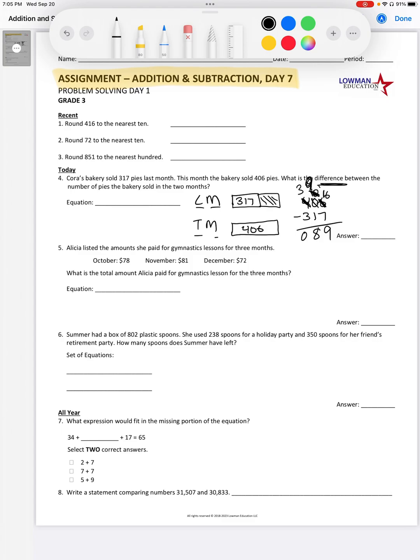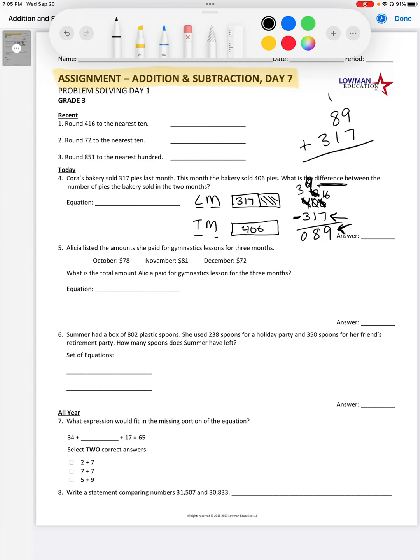Now, we can check to make sure this answer is correct, and we should. And I encourage the kids to do this, and I hope you will encourage your children to do this. To check this problem, since it's a subtraction problem, we use the inverse operation, and we've talked about that in class, the opposite operation. The opposite of subtraction is addition. We should be able to add our answer, 89, to the part that was being taken away, 317, and come up with 406.